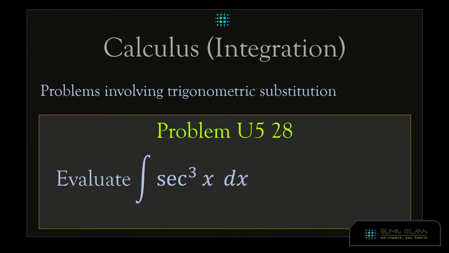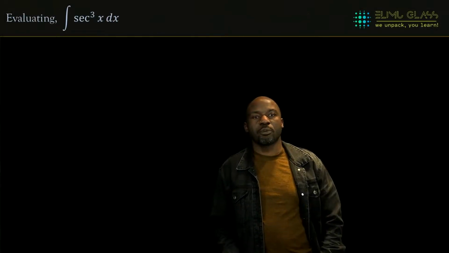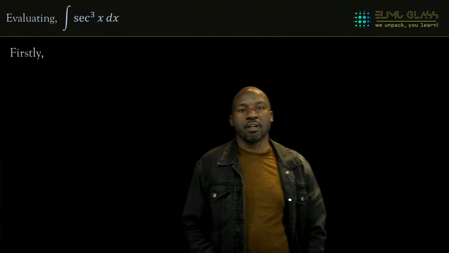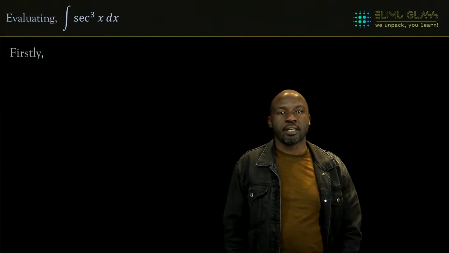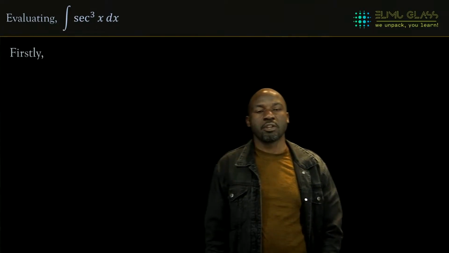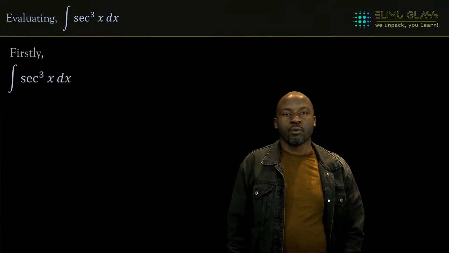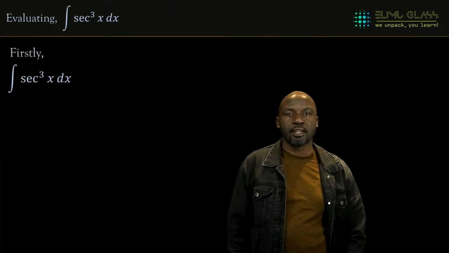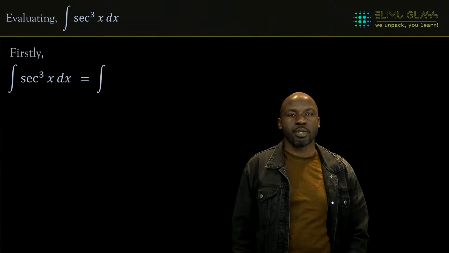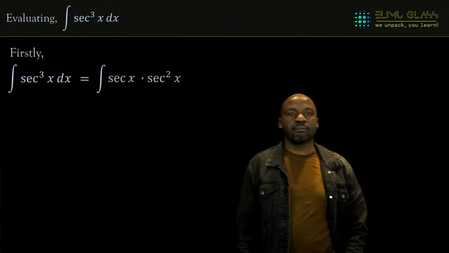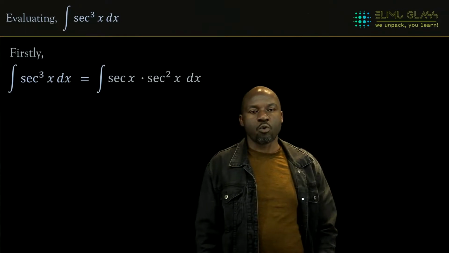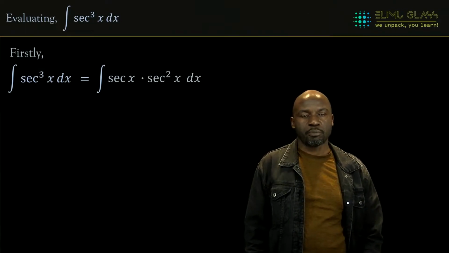How do we go about this problem? To solve this problem, we need to first of all split up the secant function, the cubic function, into two parts. One being secant of x and then secant squared of x. If we split it up like this, it makes life much easier. Now we make use of integration by parts.